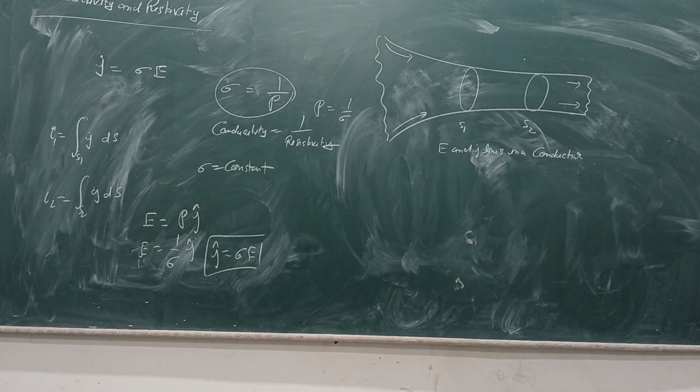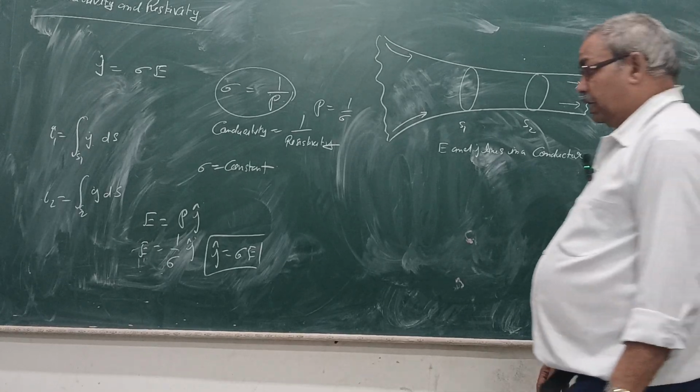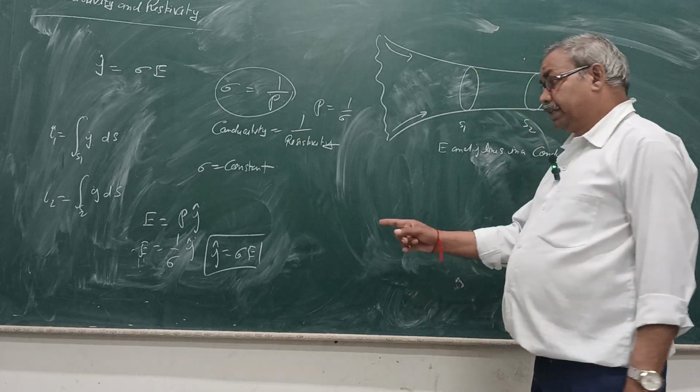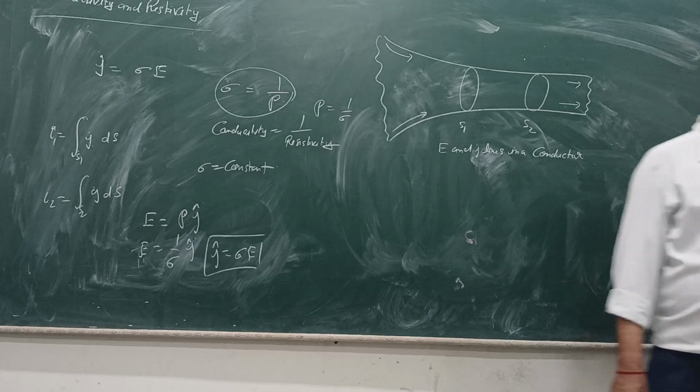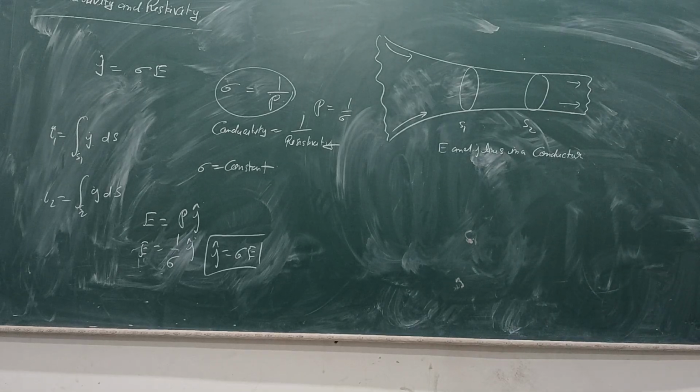So J is equal to 1 upon rho into E, that is sigma into E. In many conductors, resistivity is constant, independent of E. This is rho is constant for a metallic conductor at constant temperature. Now this is Ohm's law. A material obeying Ohm's law is called an ohmic conductor or a linear conductor. Only metals and metal alloys come under this head. Ohm's law, like Boyle's law, describes a special property of certain materials and not a general property of all matter.